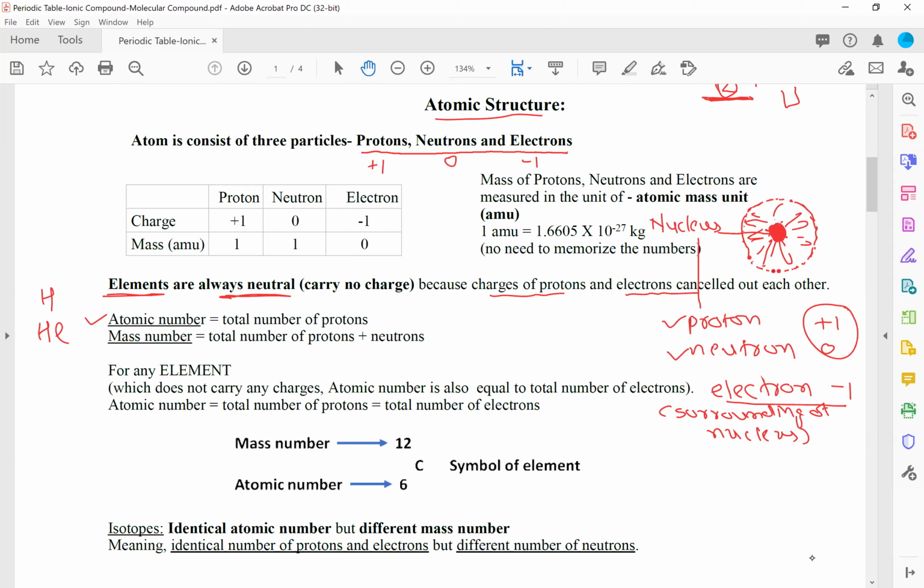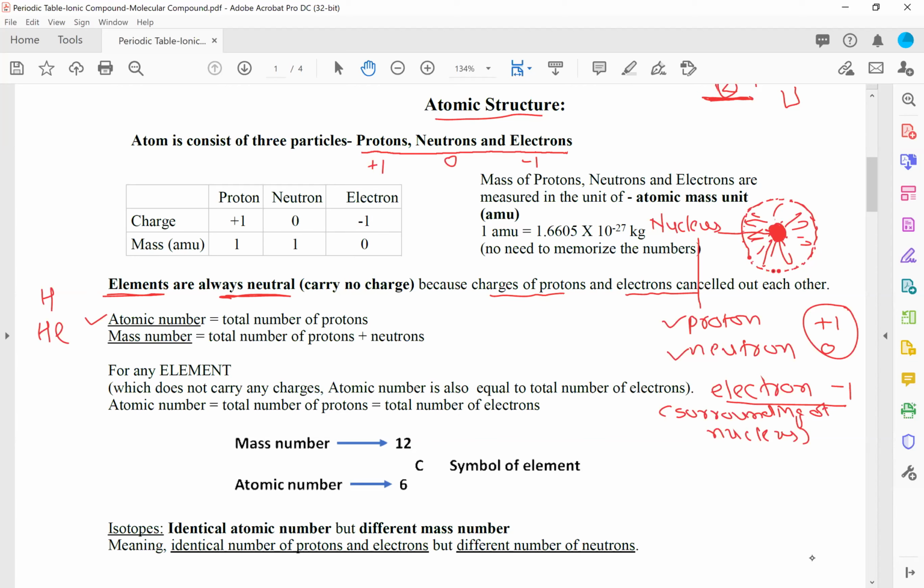So for example, the first element, which is hydrogen, has an atomic number of 1. What does it say? It says it will have 1 proton. Do you guys follow this? Yes. So let me give you an exercise.